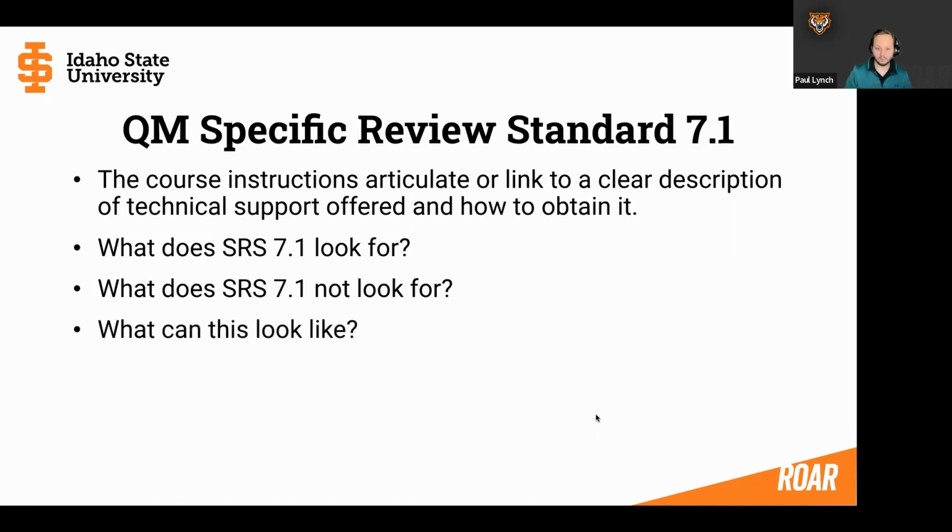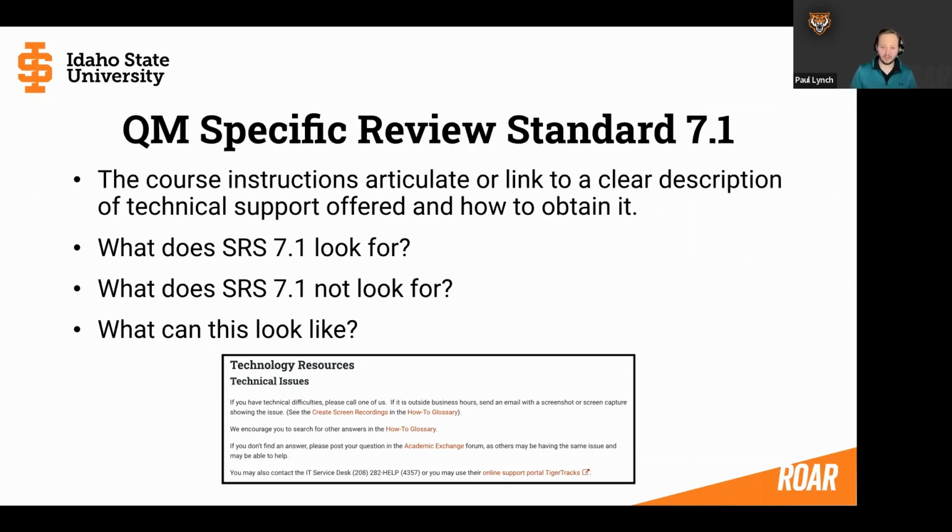What can this look like? To reiterate the goal of the Specific Review Standard, the course needs to provide a way for students to contact technical support if or when it's necessary. This can look like including a description and link to technical support services in the course syllabus. This can be in the form of a Word doc, a PDF, or in the book activity in Moodle, like we see in the image.